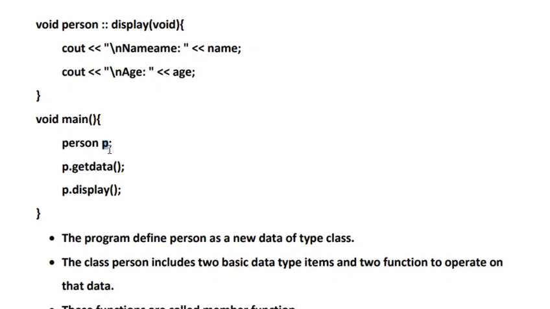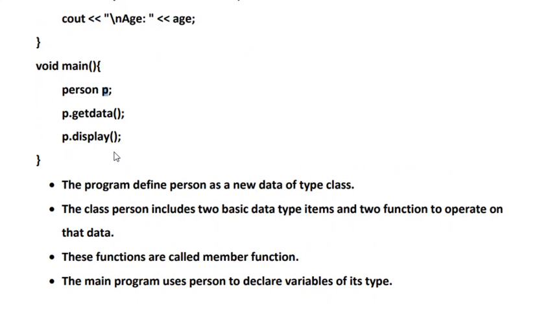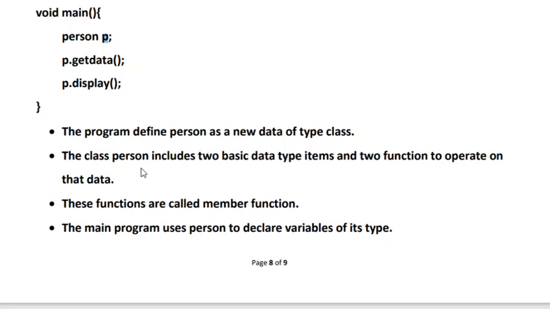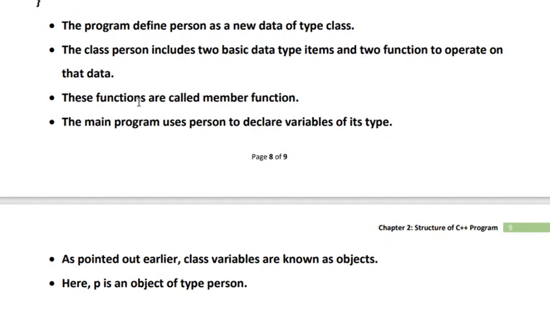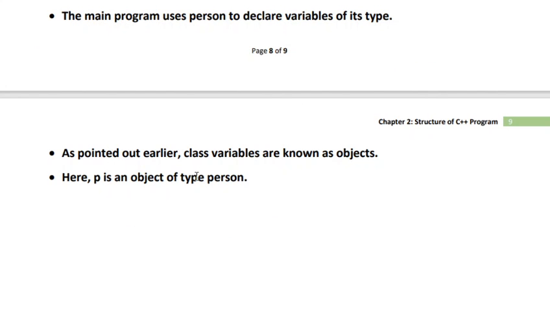What we can have is an array of objects as well. Now here, just see, there's a very simple explanation. The program defines person as a new data type of type class. The class person includes two basic data type items and two functions to operate on the data. These functions are called member functions, and the attributes are called data members. The main program uses person to declare a variable of its type. So here P is the variable of type person, and as pointed out earlier, class variables are known as objects. So here P is an object of type person.